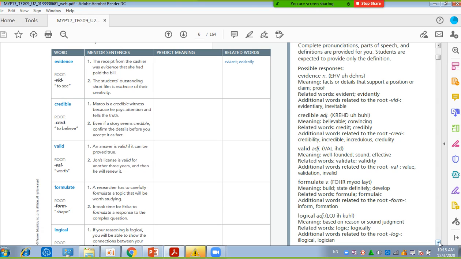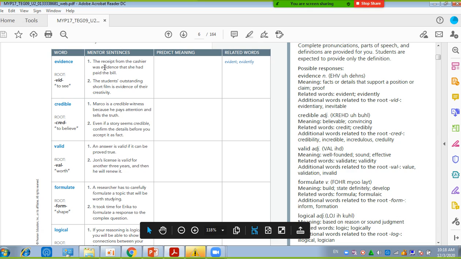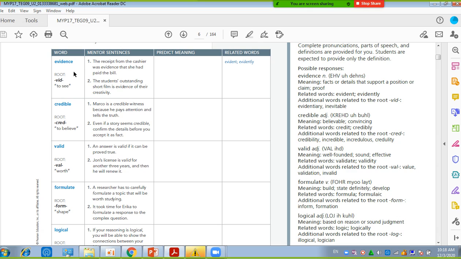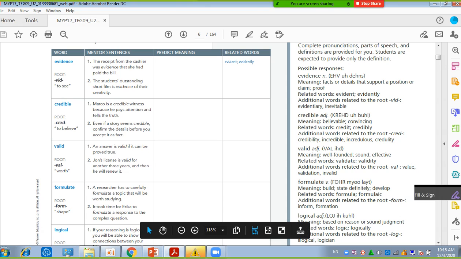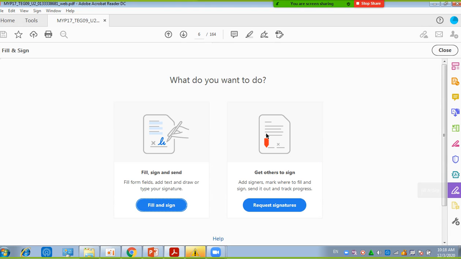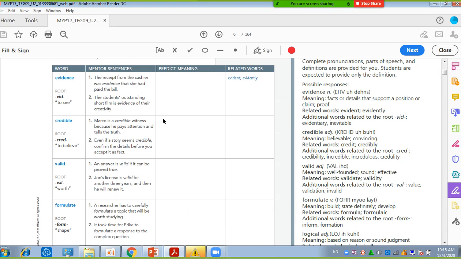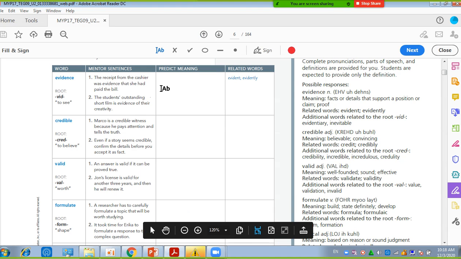We have the word here in this column, and here we have mentor sentences, or guided sentences, that will help you predict the meaning of the word here in blue. The first one is evidence. Evidence.